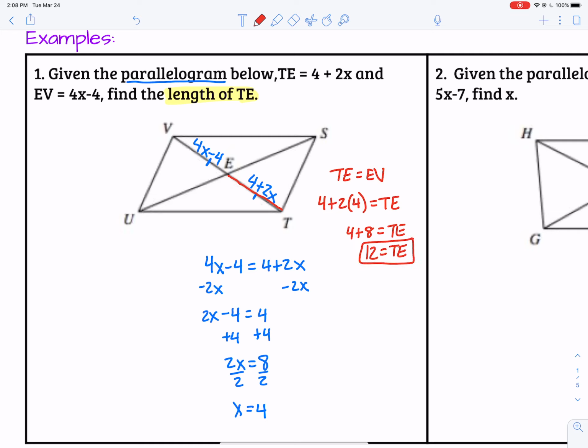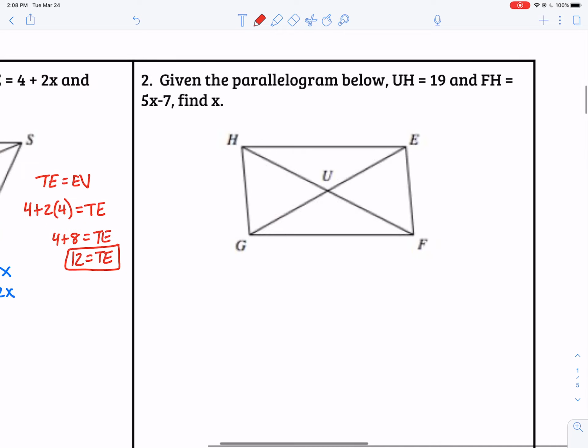So on any geometry problem, be careful that if you solve for x, is that what they were asking you for? Or do you need to plug it back in to find the length of something or an angle measure? So always keep that in mind.